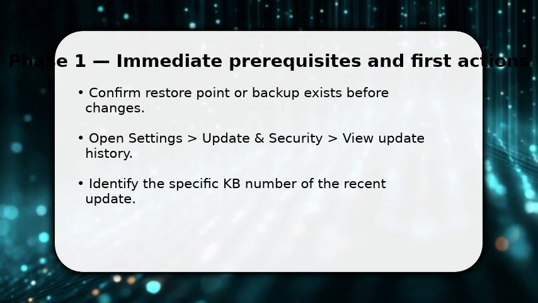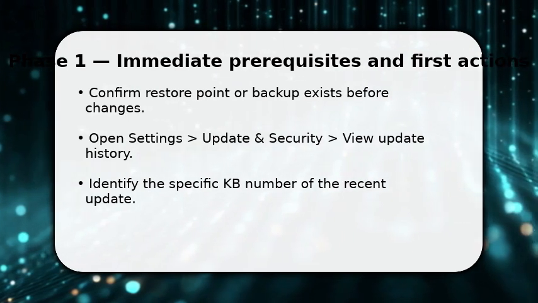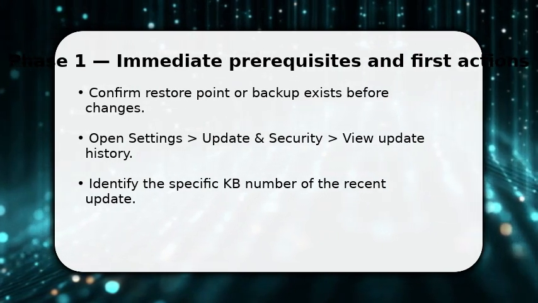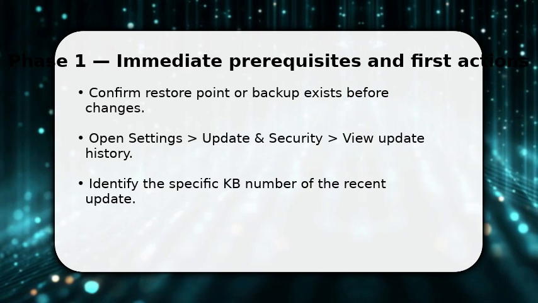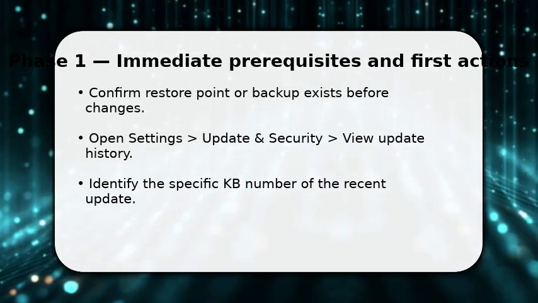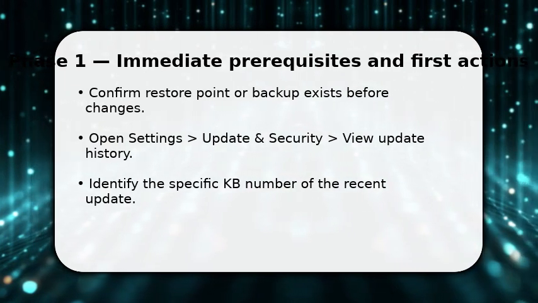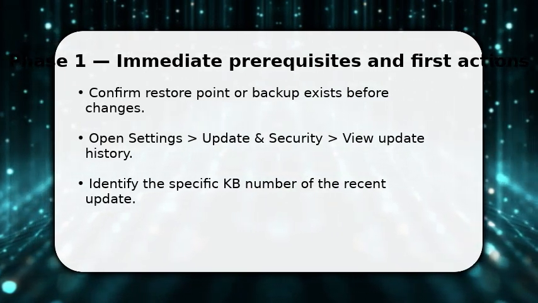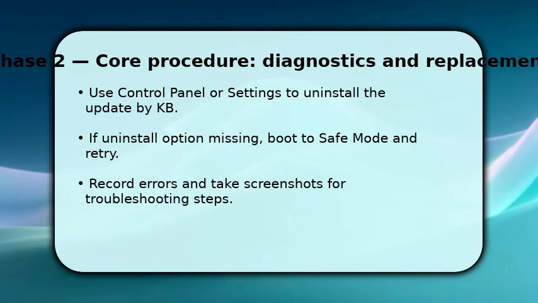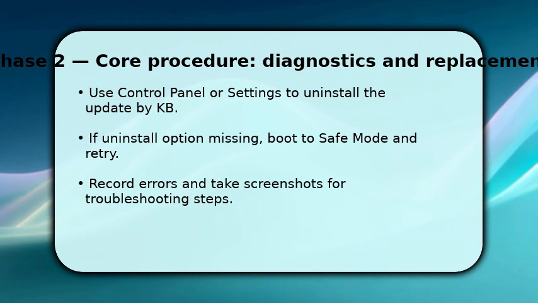While you're gathering that KB ID, keep administrative credentials ready. You'll need them to uninstall updates and to access advanced recovery options without interruptions. You now uninstall the update by locating Programs and Features Installed Updates, or in Settings choose Uninstall Updates and pick the KB number. Click Uninstall and follow prompts.